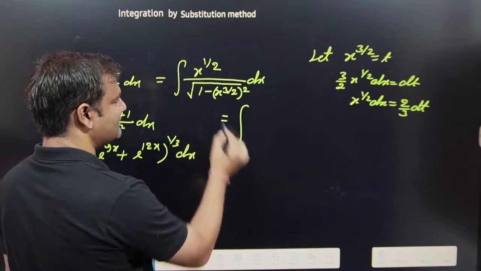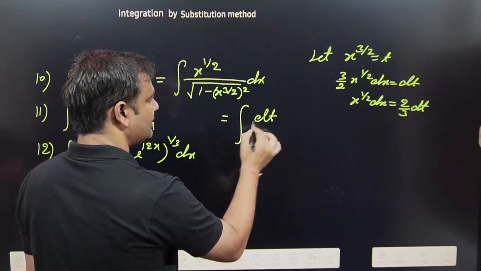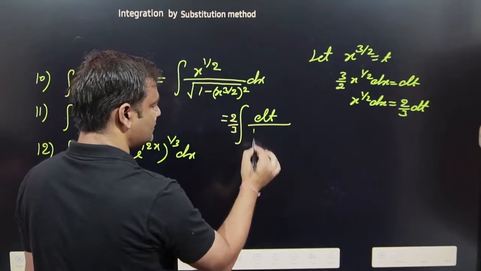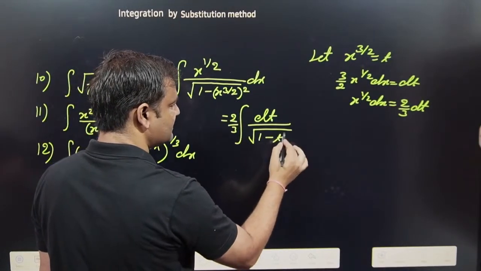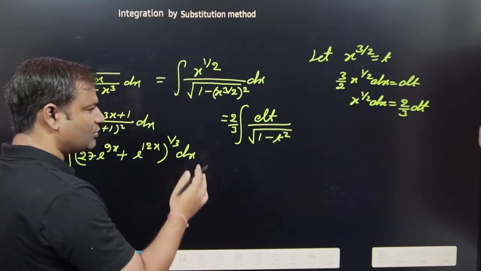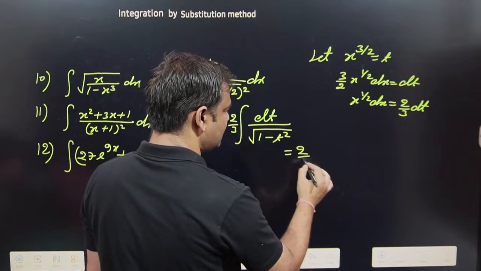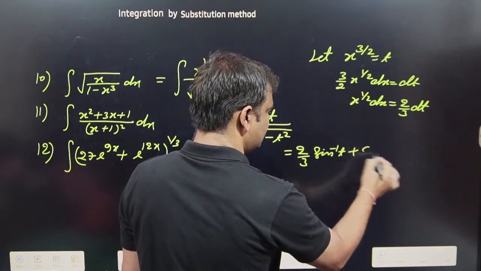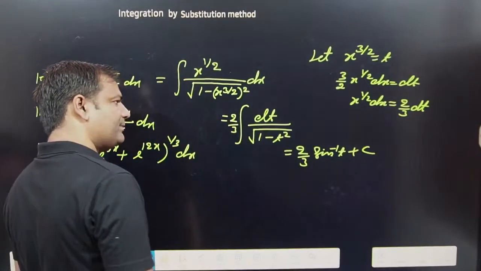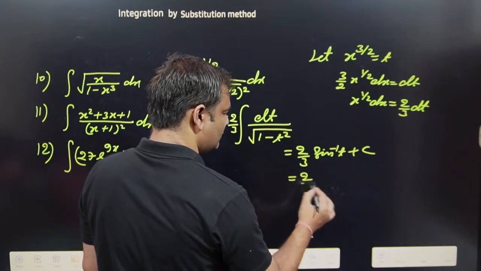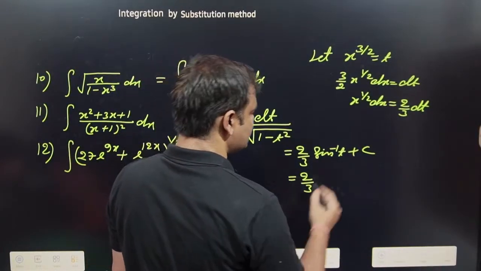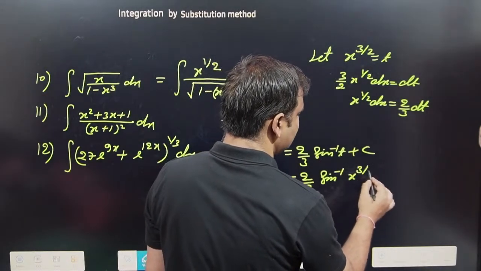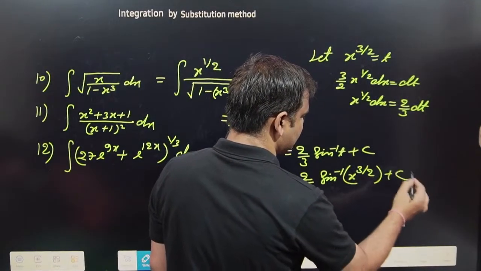After that, this one: dt divided by how much? Under root 1 minus t squared. So what about that value? Simply 2 by 3 into sine inverse t plus c. And here t is basically x^(3/2), so 2/3 sin⁻¹(x^(3/2)) plus c is the right answer. Make a note of it.